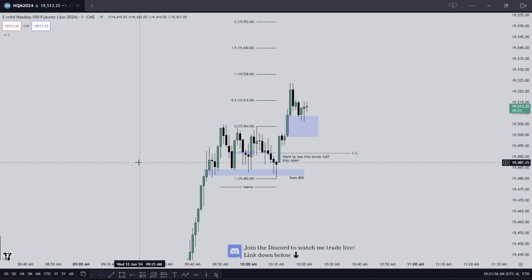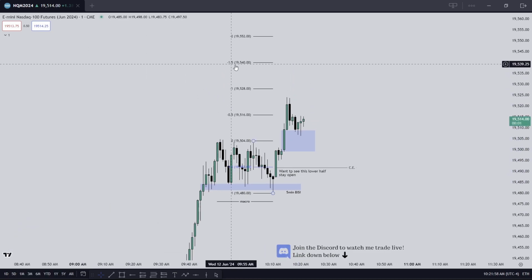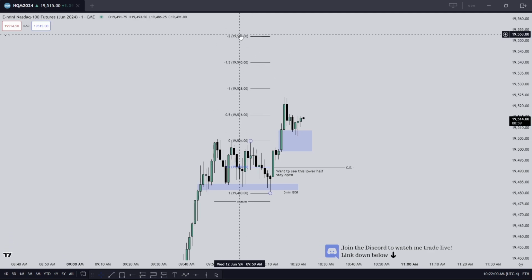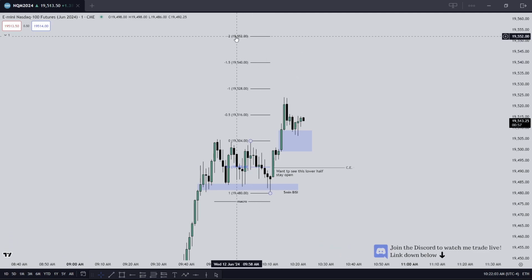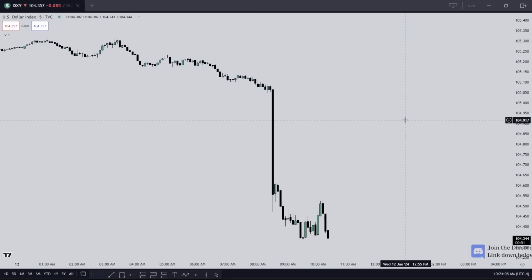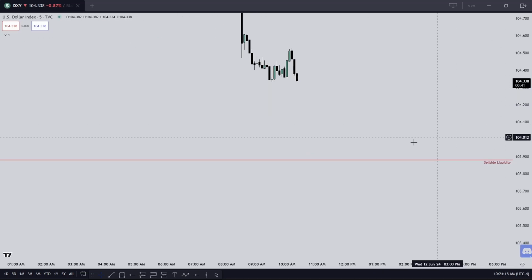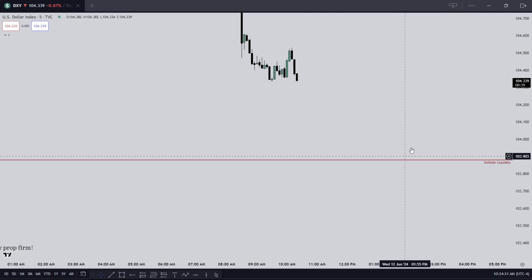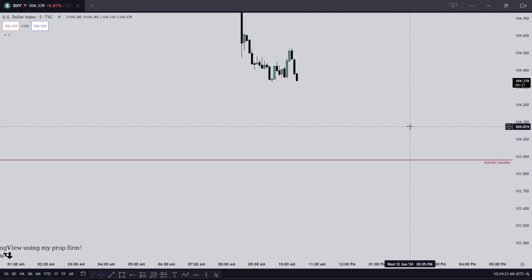Get your projections. -1.5 standard deviation, -2 standard deviation is also a nice target. Dollar index is also looking heavy as well. And then here's that sell side we marked out on the daily chart. So everything panning out beautifully.